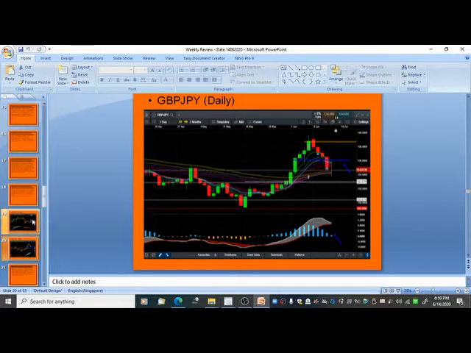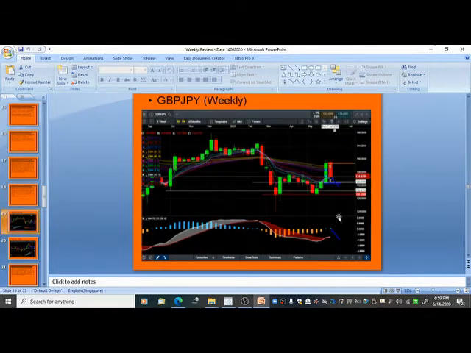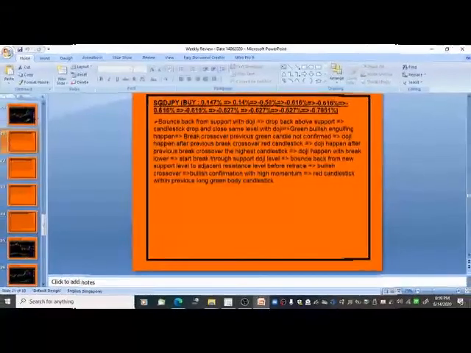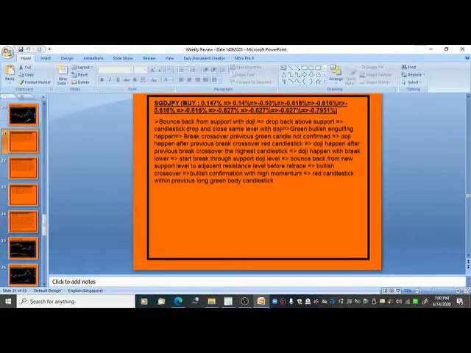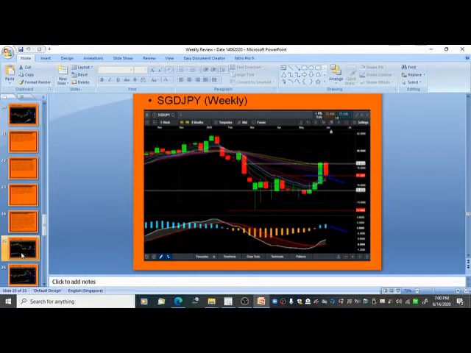So in terms of GMMA here, you can see still the same, it's a spark of the reversal sign from the downtrend. There we go. SGD JPY, for this week the interest charges have been increased a bit to 0.7951%.